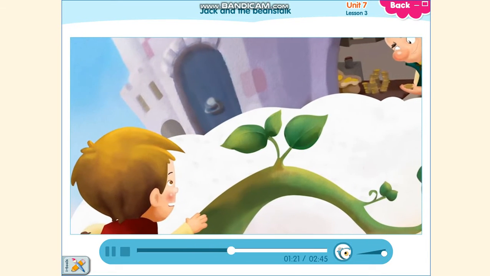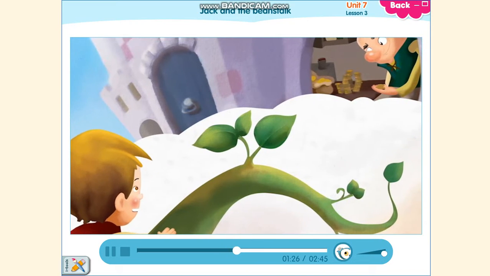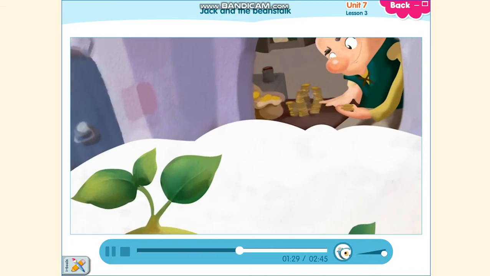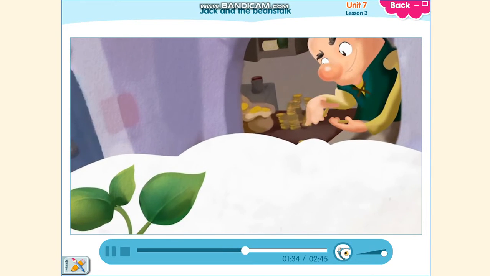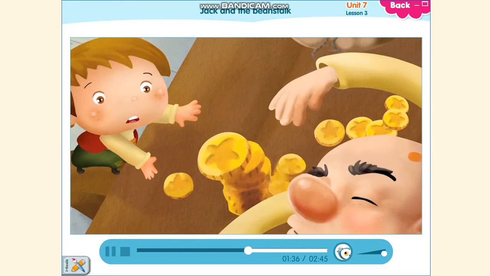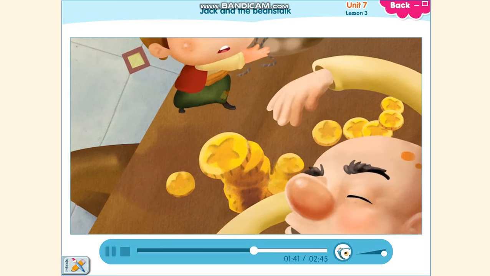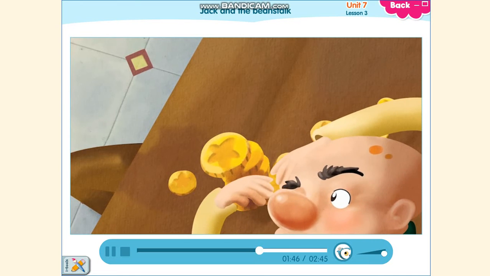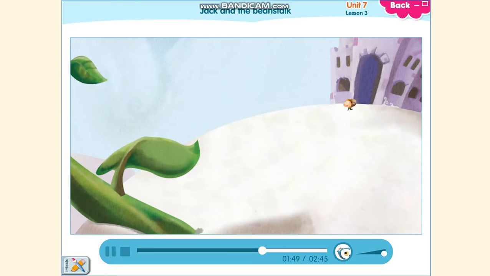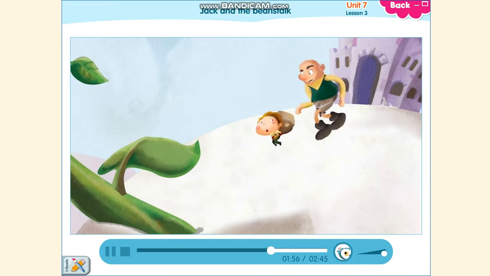At the top of the beanstalk, there was a big castle. Inside the castle, there was a giant. The giant was counting his money. The giant went to sleep. Jack climbed onto the table and took the bag of money. The giant woke up. Jack ran out of the castle and climbed down the beanstalk.